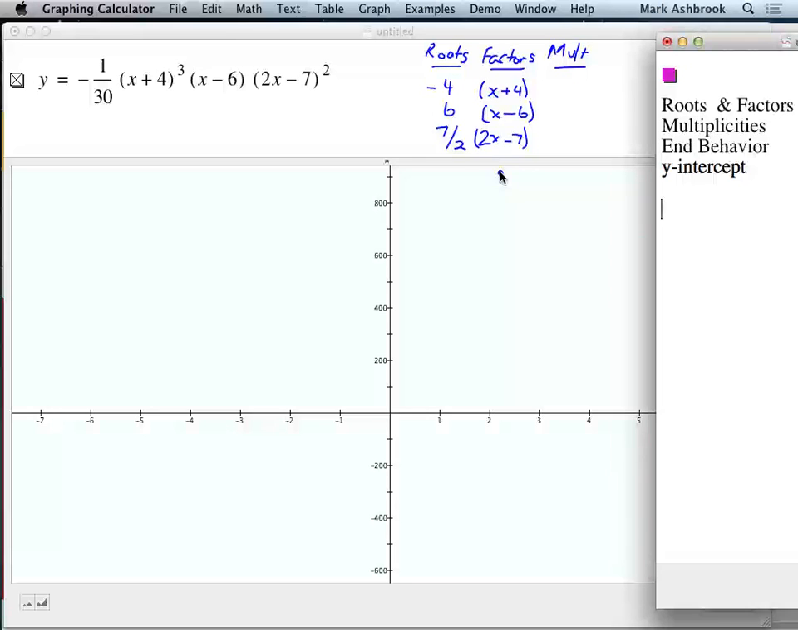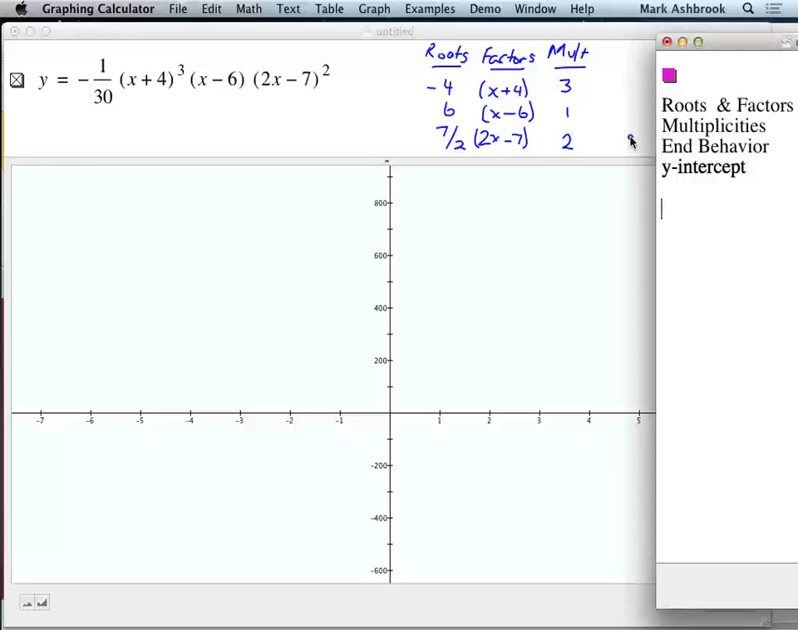Let's have Ajane take over from there. Let's talk about multiplicities on these then. What's the multiplicity on x plus 4? Is it 1? So what's the 3, right? What about x minus 6? That one's 1. 2.